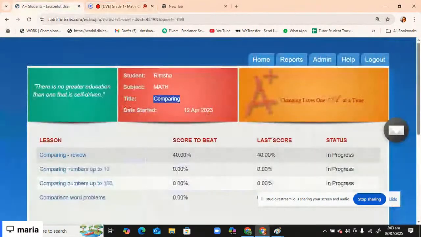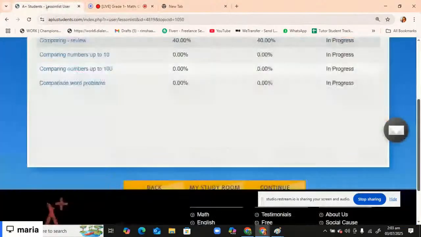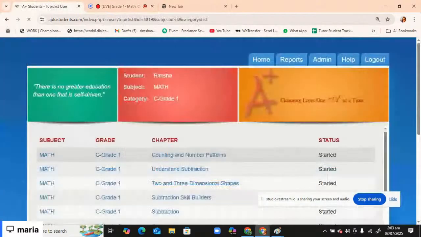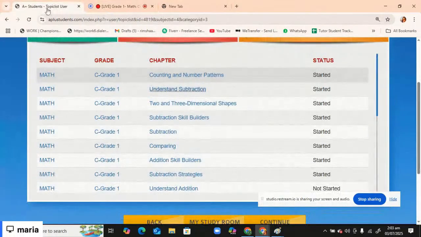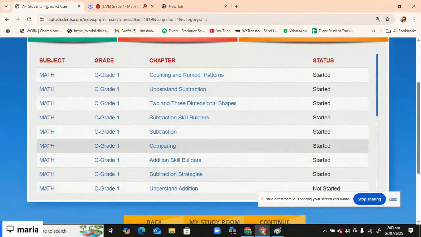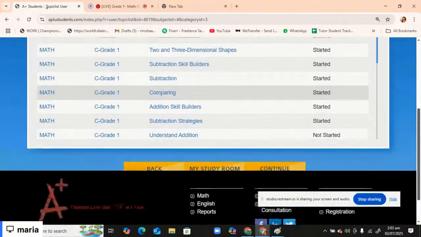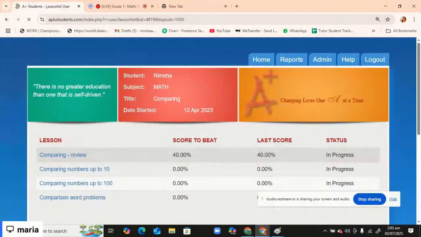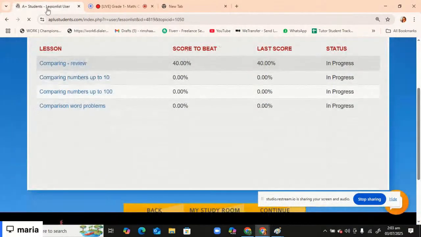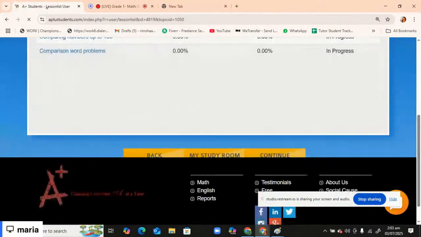You can find all the lessons on aplusstudent.com by using the email and the passwords that are provided by the administrator. Select Maths from the subject tab. Scroll down to grade 1. Here is the list of the chapters. Okay, so we are on the chapter comparing. So let's get started with the first lesson, which is comparing review.